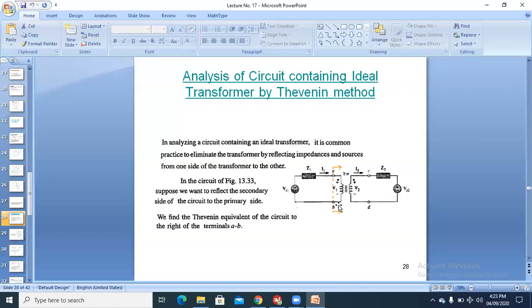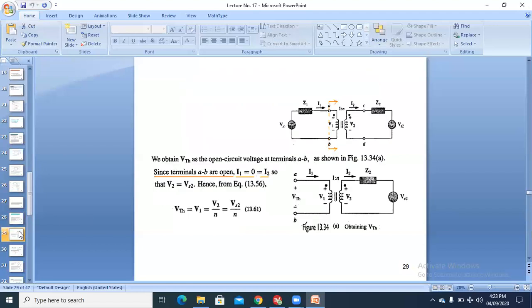So first we calculate how we can reflect the secondary voltage and secondary impedance on the primary side, and then we see how we can reflect the primary voltage and impedance on the secondary side. So first, we calculate across these points A and B.